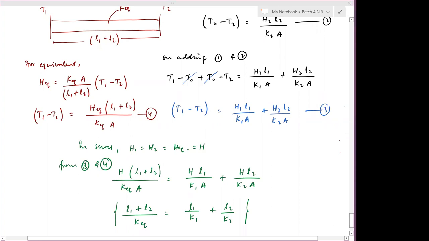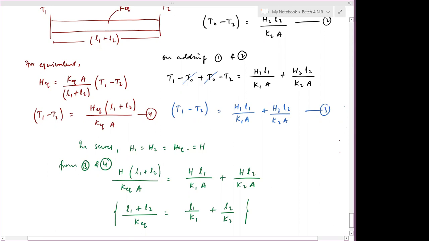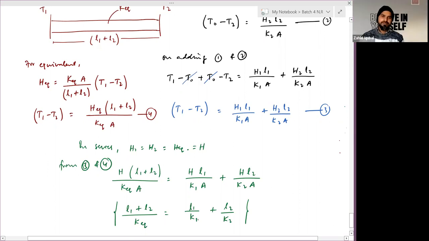So we solve for K equivalent here. Should we solve for K equivalent here? No, just remember this particular formula only. For any question, you have to apply this: L1 plus L2 plus L3 and so on to Ln, divided by K equivalent, must be equal to L1 by K1, L2 by K2, and so on to Ln by Kn. Okay?